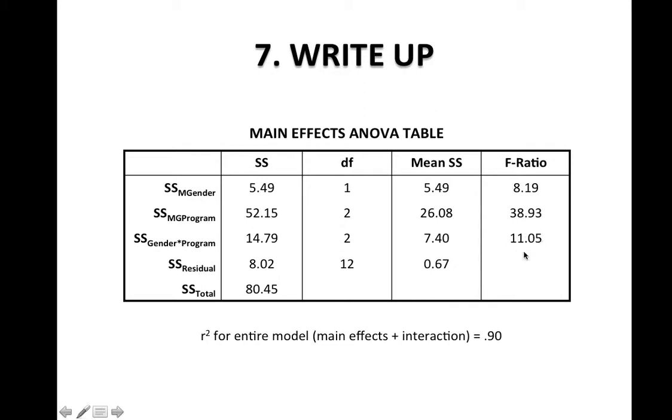So that means that we're interested in this. If we were to calculate the R square for this plus this divided by this, we would have 0.9, which means that these variables and the interaction explain 90% of the variance in the dependent variable.